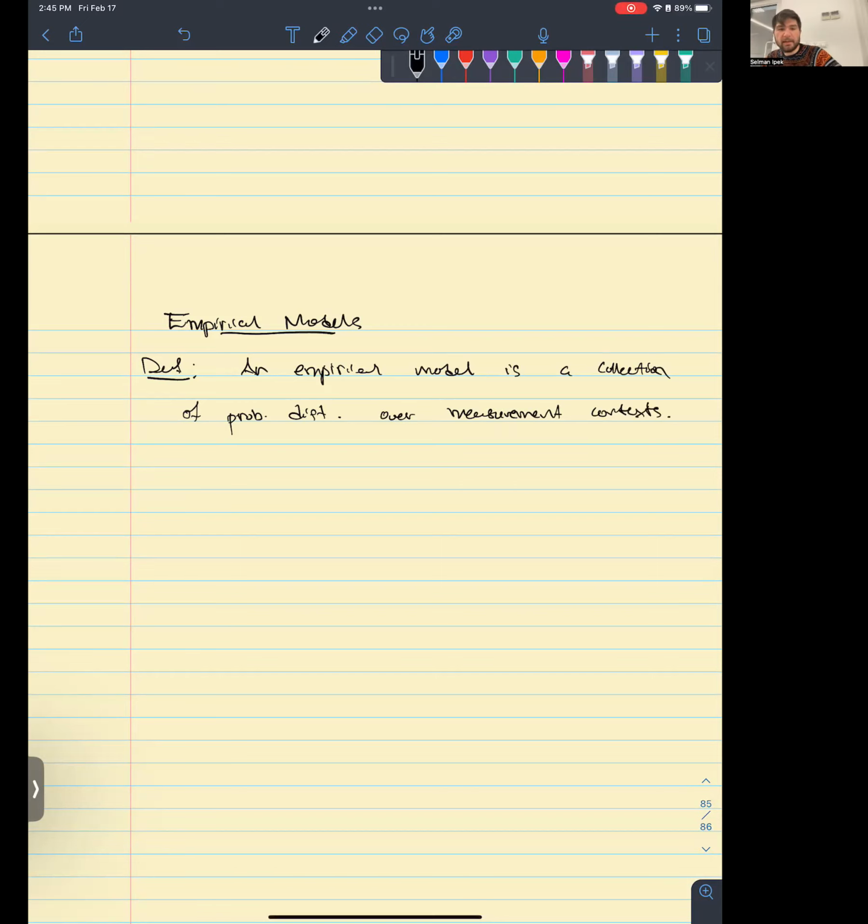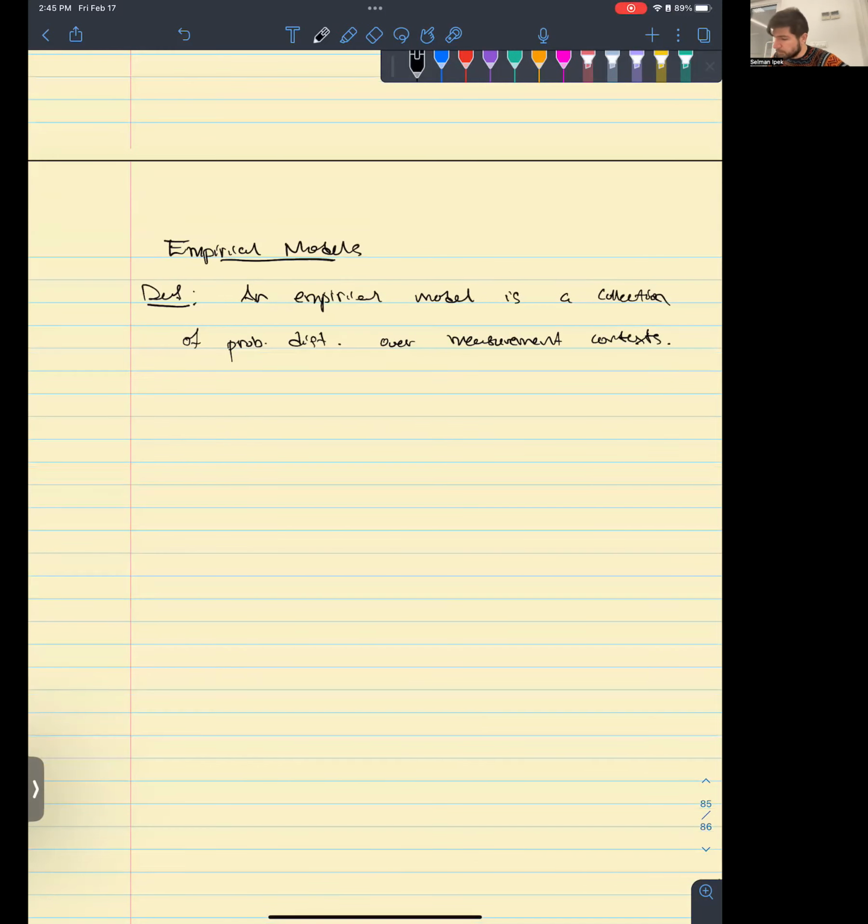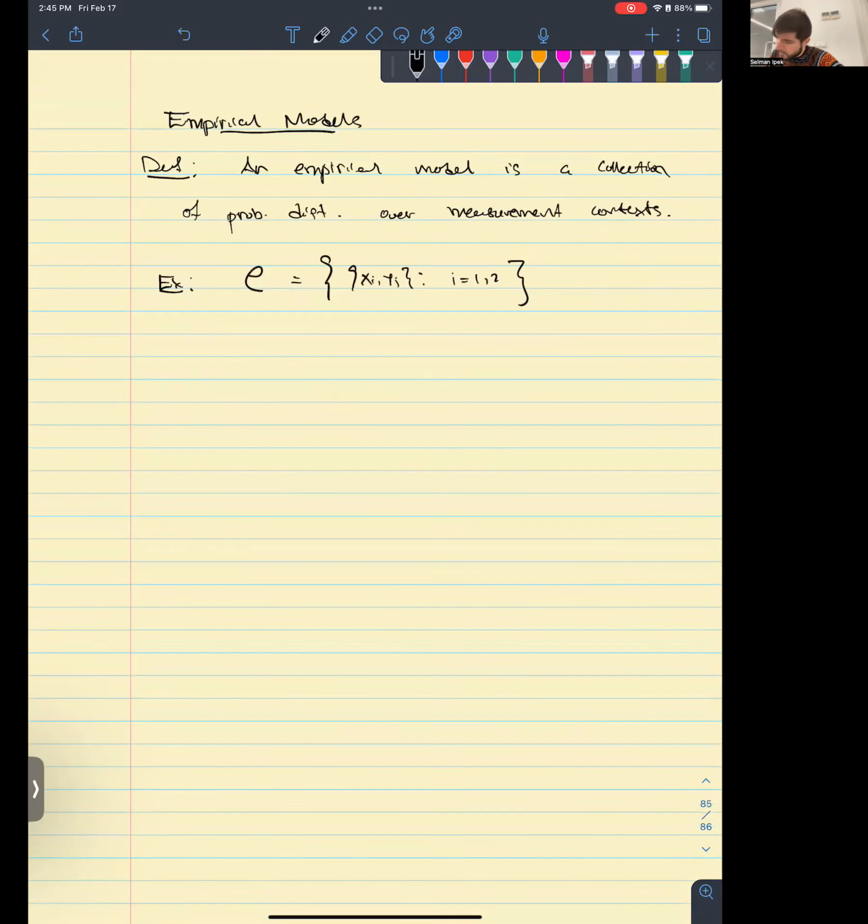And a measurement context, if you recall, is just sets of simultaneously measurable measurements, for lack of a better term. Just to give you a quick example to illustrate the point, we talked about this at some point. The set of contexts for something like the CHSH scenario is X_i, Y_j for i, j equals 1, 2. So there's 4 altogether.